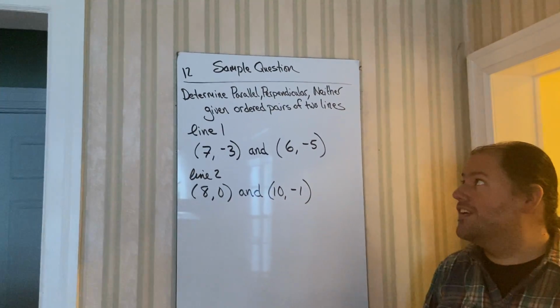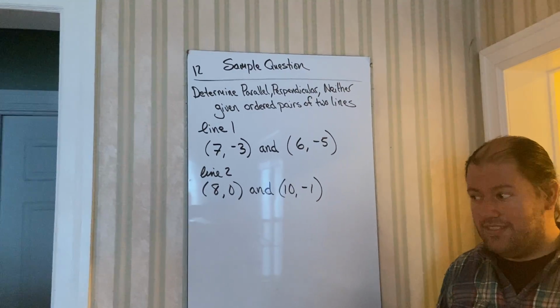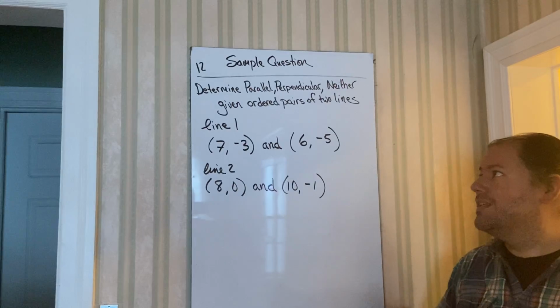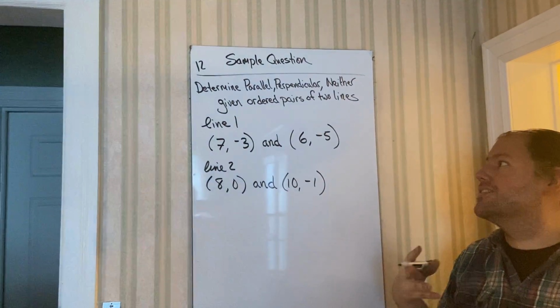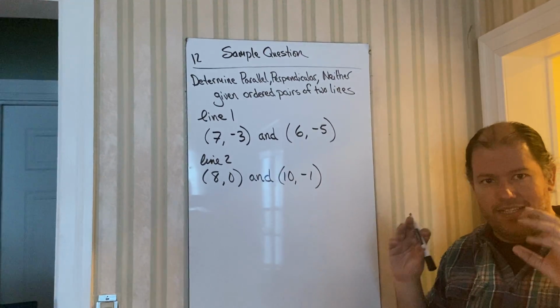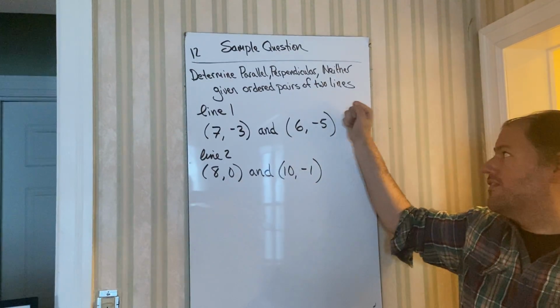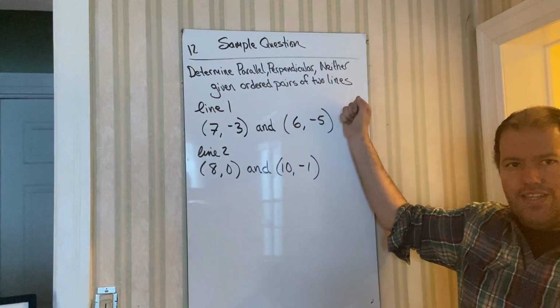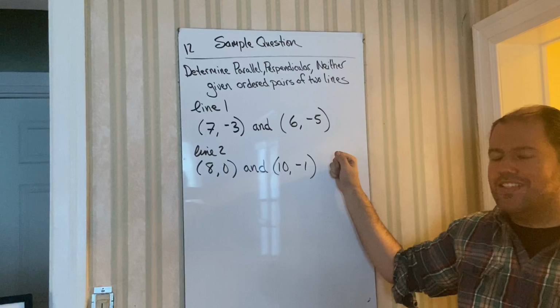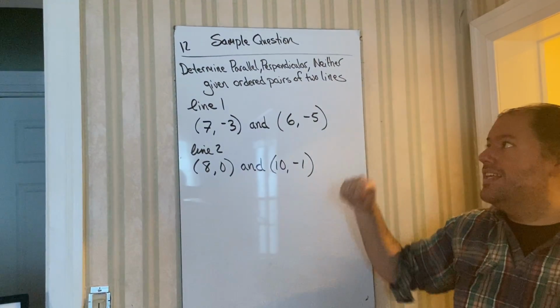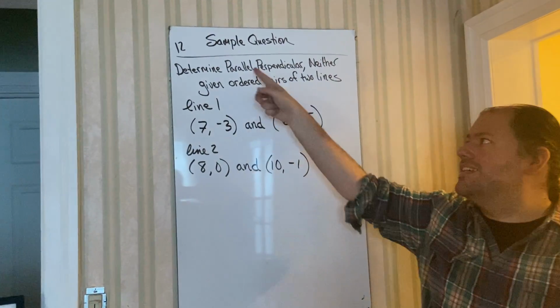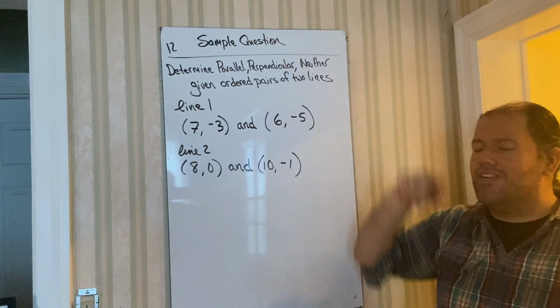So we have our sample question. This is the last one from section 3.3. It says determine parallel, perpendicular, and neither. So in ALEKS, they want you to find what is the slope of line 1. Then they're going to ask you what is the slope of line 2. And then they're going to ask you, are these two parallel, perpendicular, or neither?